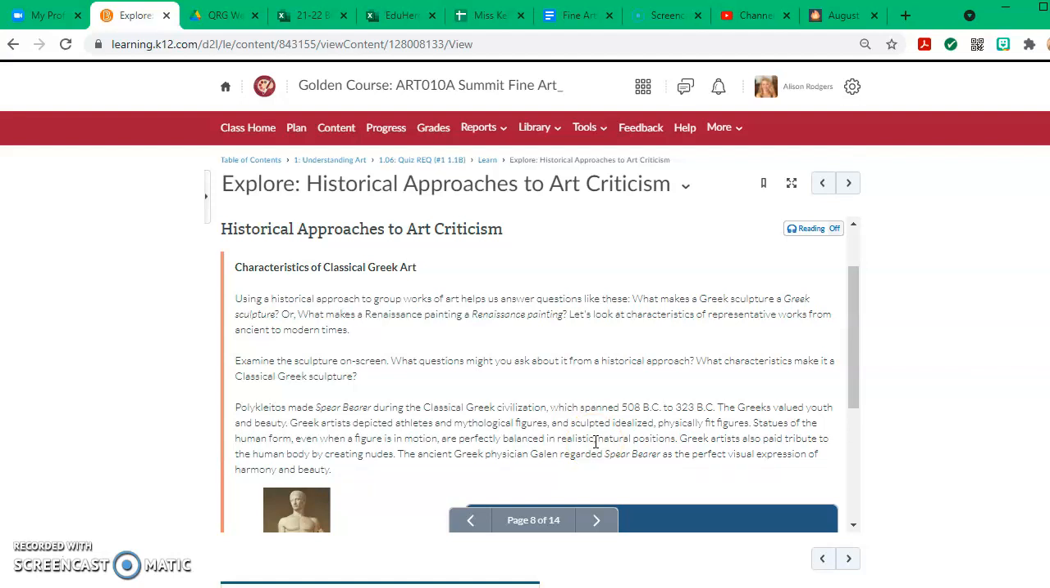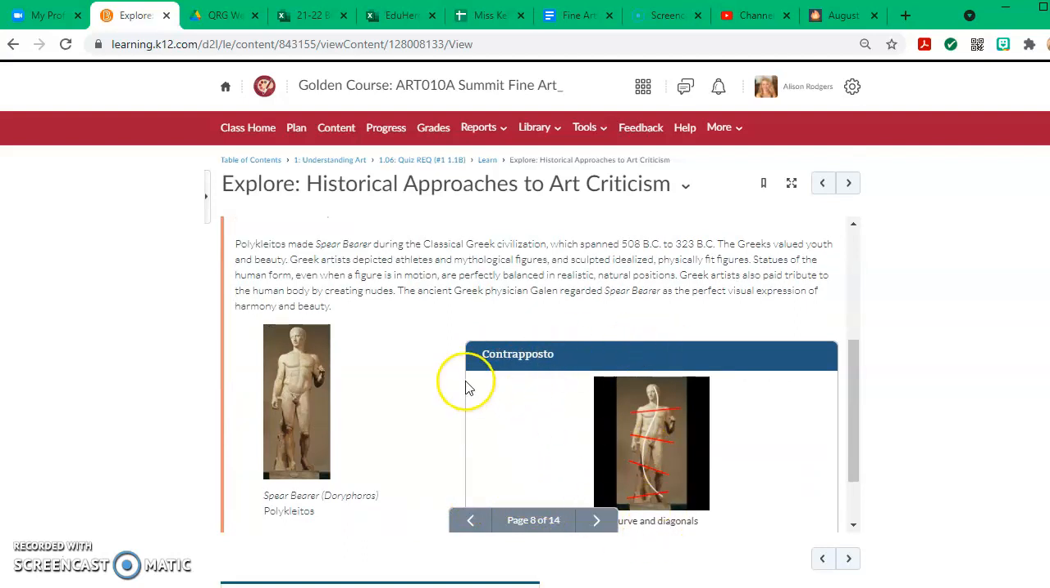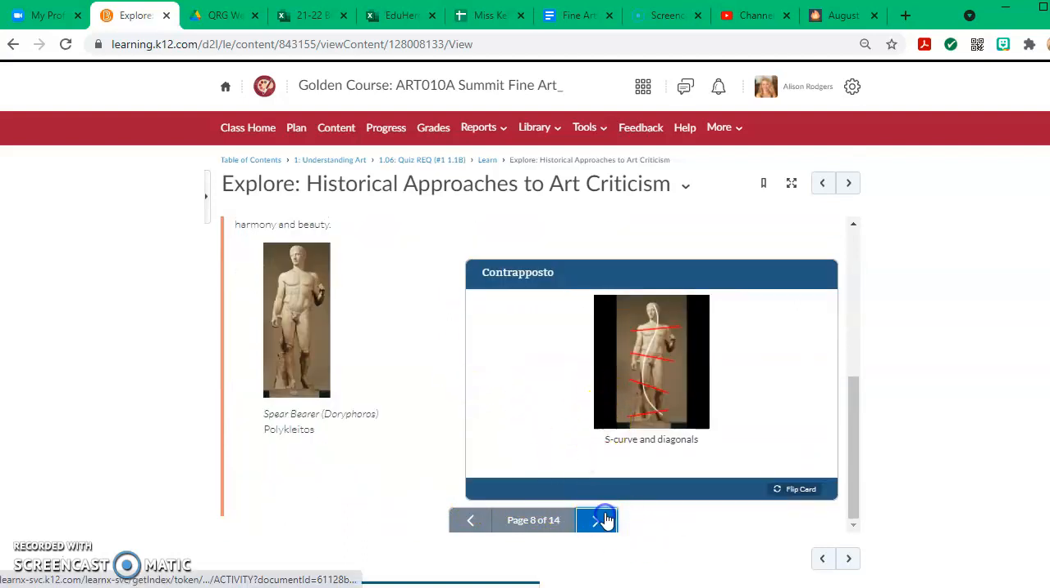Statues of the human form, even when a figure is in motion, are perfectly balanced in realistic, natural positions. Greek artists also paid tribute to the human body by creating nudes. The ancient Greek physician Galen regarded Spear Bearer as the perfect visual expression of harmony and beauty. This is that contrapposto position.